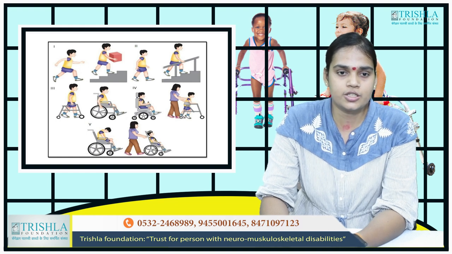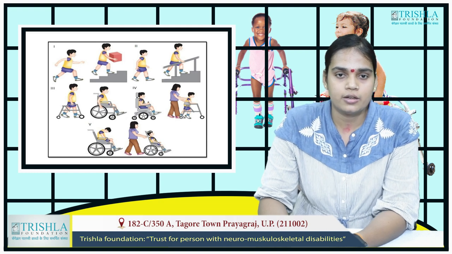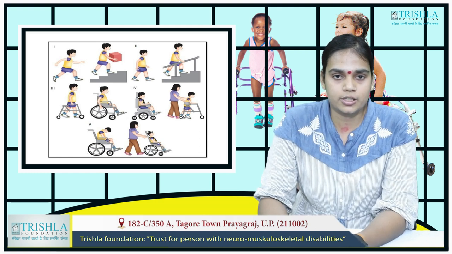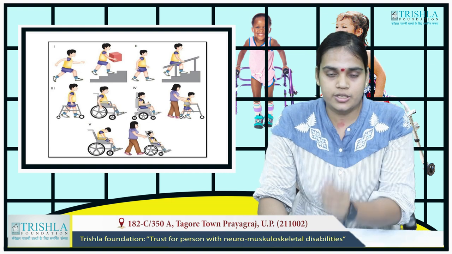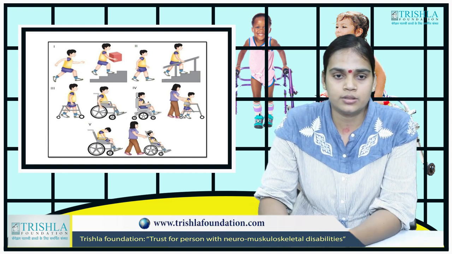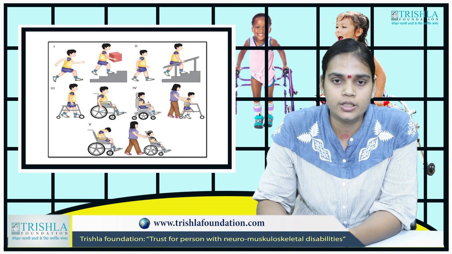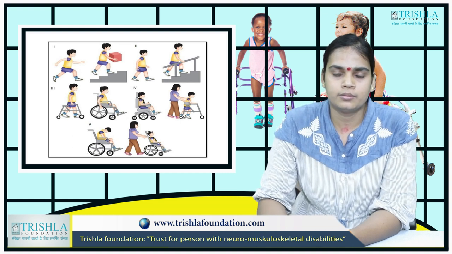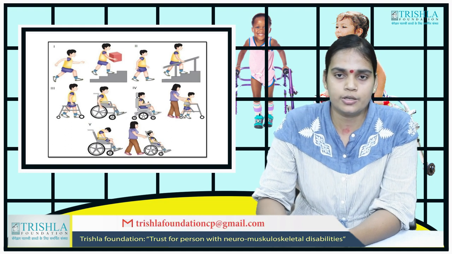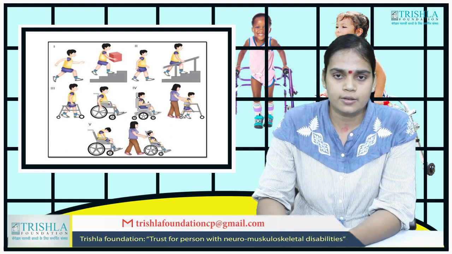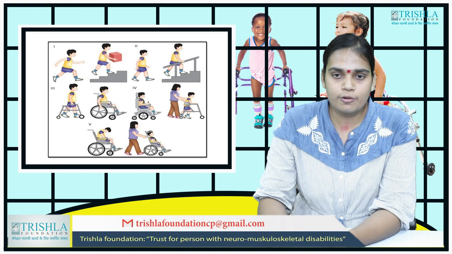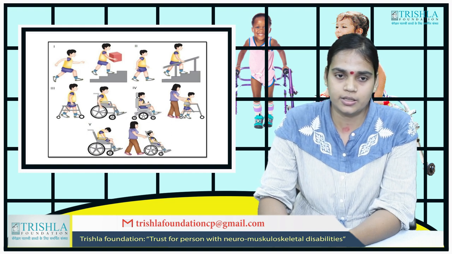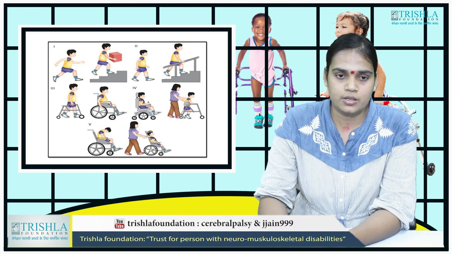This is the first GMFCS level. The child can easily run and easily step up and climb stairs. And the second, the child can only walk normally, and when training on the stairs, they want some support. Like this, all the GMFCS levels go on.